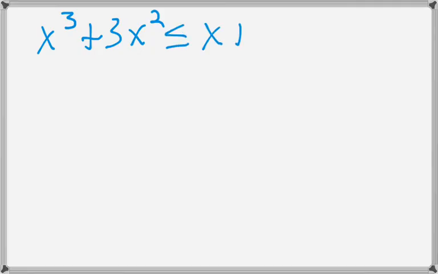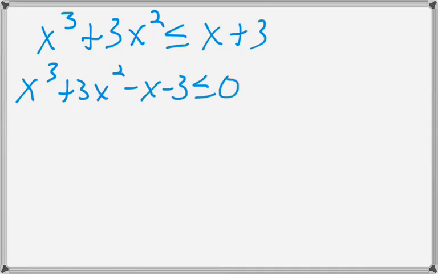All right, let's solve this inequality. We have x cubed plus 3x squared is less than or equal to x plus 3. So again, we need one side to be 0. So we'll subtract the x and we'll subtract the 3 from both sides.